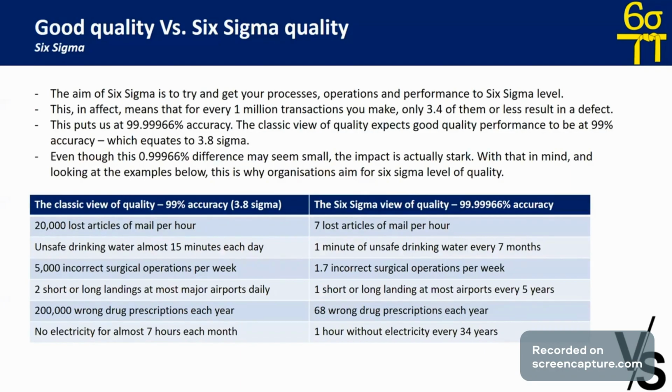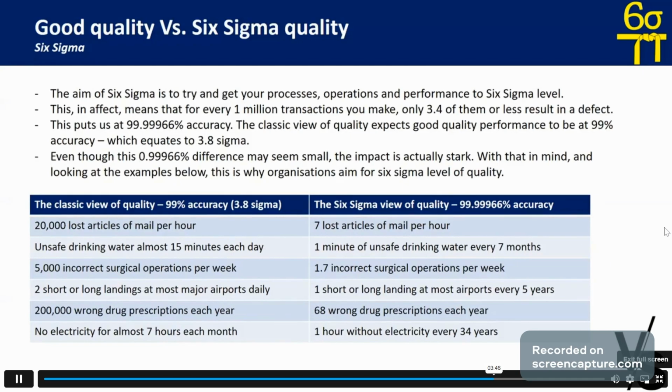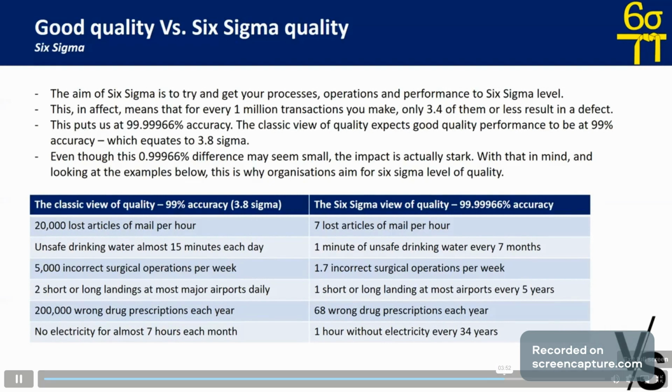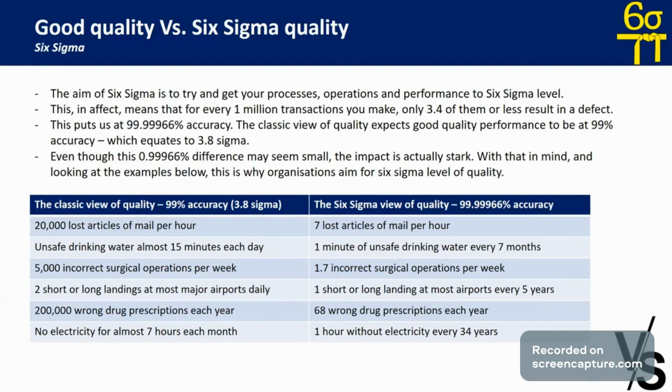If we look at the classic view of quality, so 99% accuracy, this is the same as 20,000 lost articles of mail per hour. If we look at it from a Six Sigma view of quality, this is 7 lost articles of mail per hour. So the difference is less than 1%, but the impact is significant. 5,000 incorrect surgical operations per week, versus 1.7 incorrect surgical operations per week. 200,000 wrong drug prescriptions each year, versus 68 wrong drug prescriptions each year.